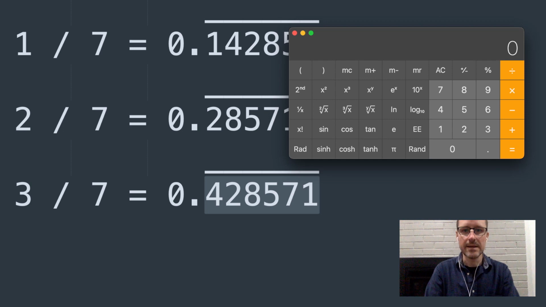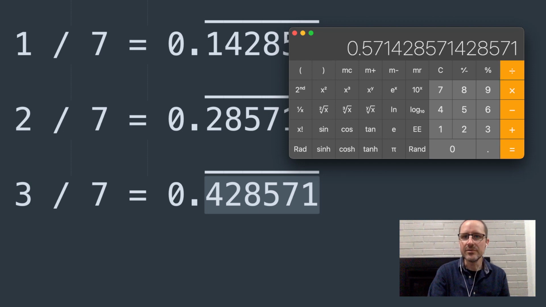Now, I'll pull open a calculator here and I'll show you something. What if we want to do 4? We'll say 4 divided by 7. And you'll notice, again, it's that same repeating decimal pattern. It's 142,857. So essentially, it's always the same pattern. So 1 through 6, and then 7 divided by 7 would be 1.